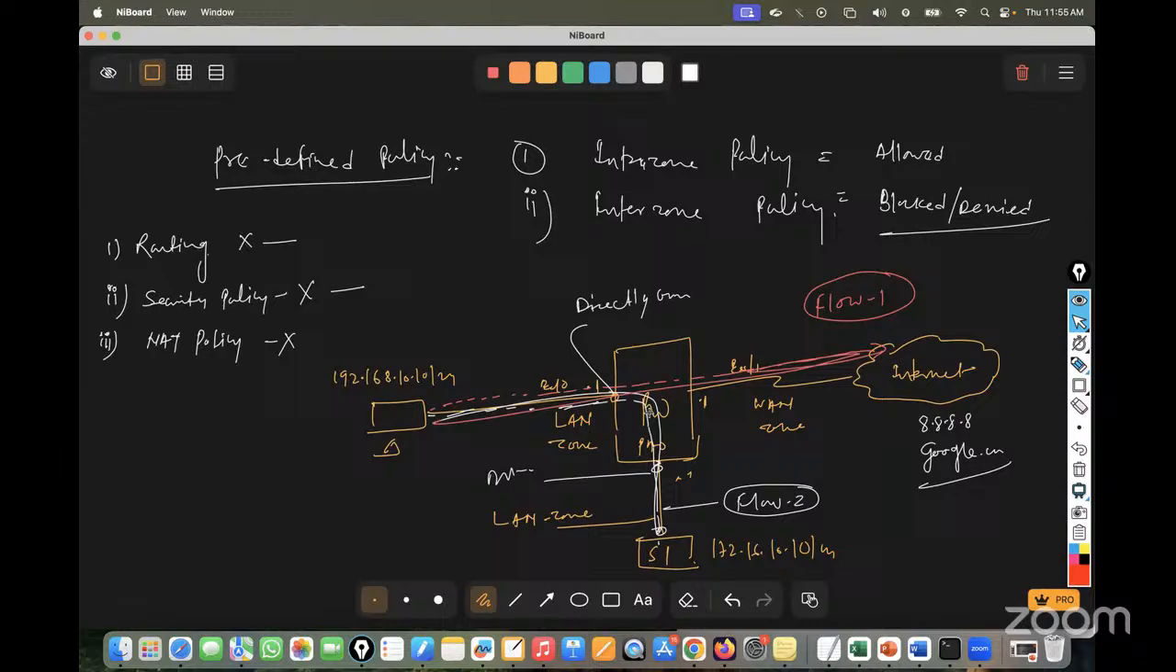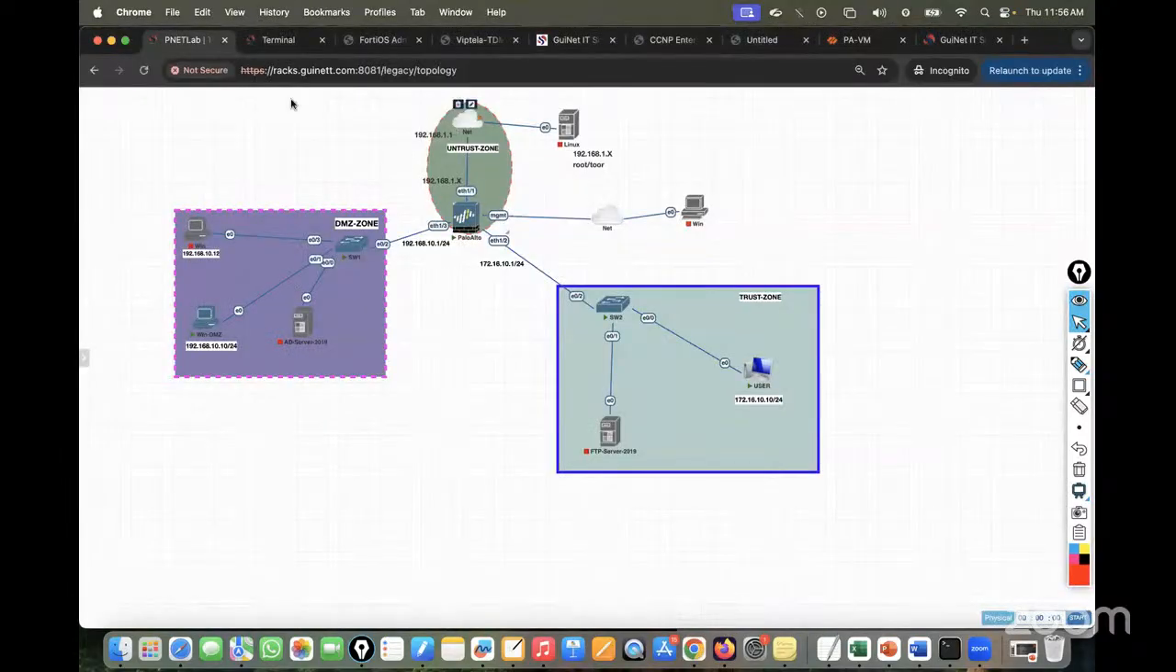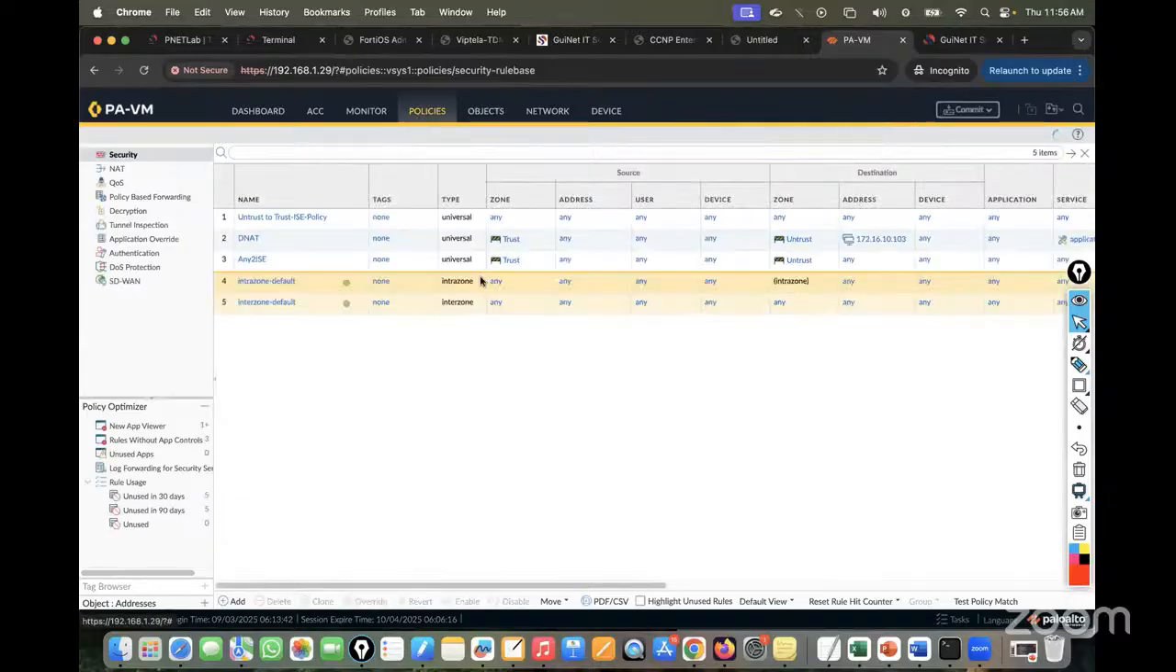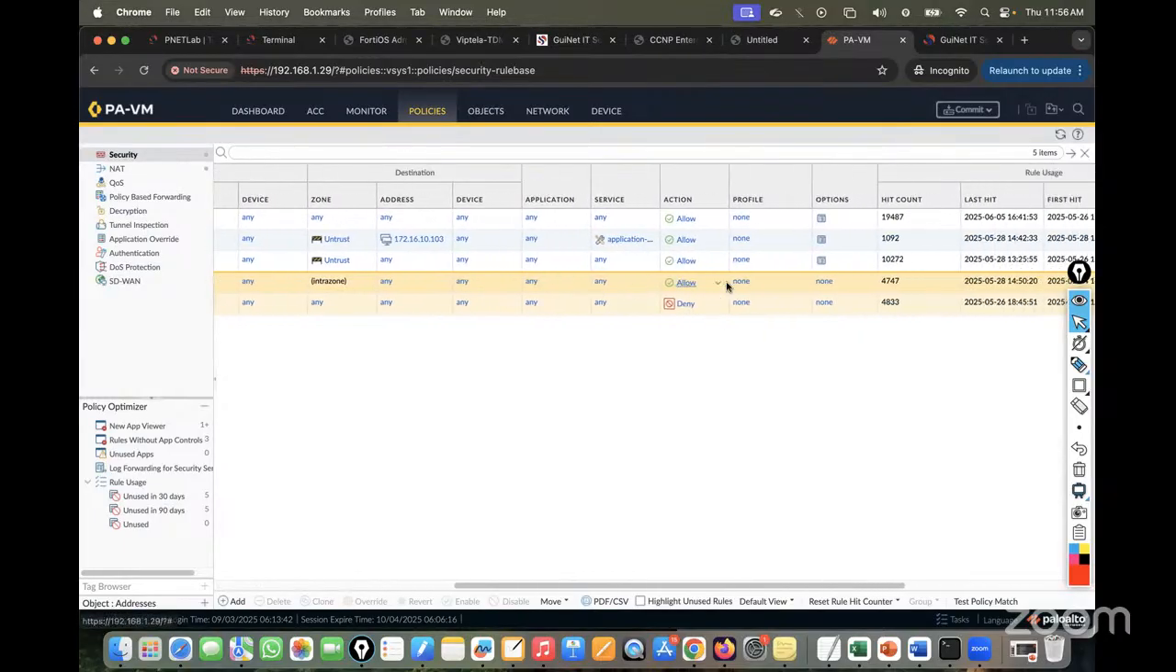No. Why? Because this policy is saying you are not allowed to talk. So let me show you. By default, if I am going here, you have the firewall, you go in the policy. These are the two policies. You can see inter-zone and intra-zone. This policy is saying if the same zone traffic is coming, it is going to be allowed.